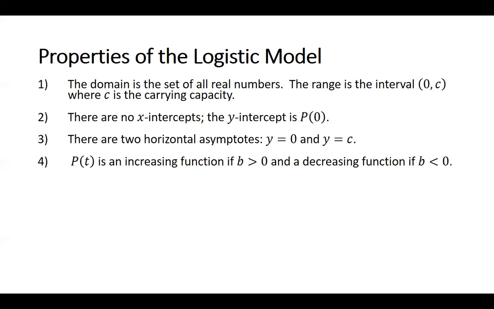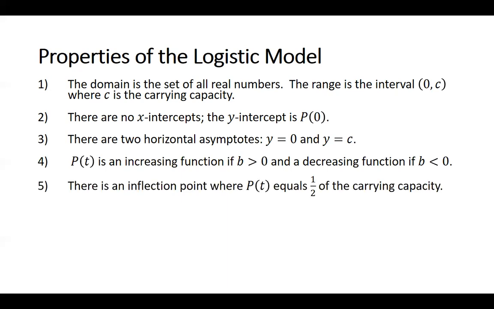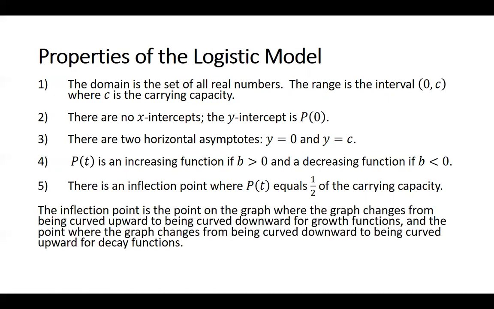P of t is an increasing function if b is greater than 0 and a decreasing function if b is less than 0. Remember, we said if b is greater than 0, then it's a growth constant. If b is less than 0, it's a decay constant. There is an inflection point where P of t equals 1/2 of the carrying capacity. So when we get halfway to the carrying capacity, we're going to have a change in the curve. And as I state here, the inflection point is the point on the graph where the graph changes from being curved upward to being curved downward for growth functions, and the point where the graph changes from being curved downward to being curved upward for decay functions.